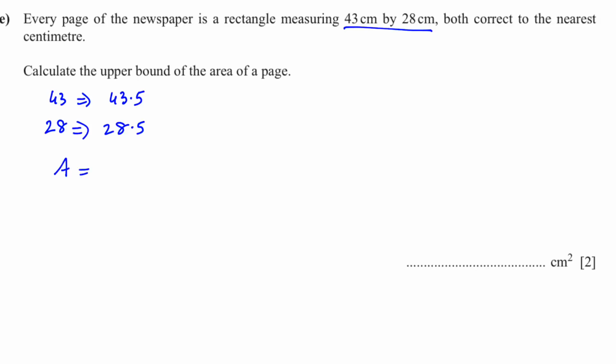Area of a rectangle is length times width. Therefore, 43.5 times 28.5 will give us 1,239.75 square centimeter.